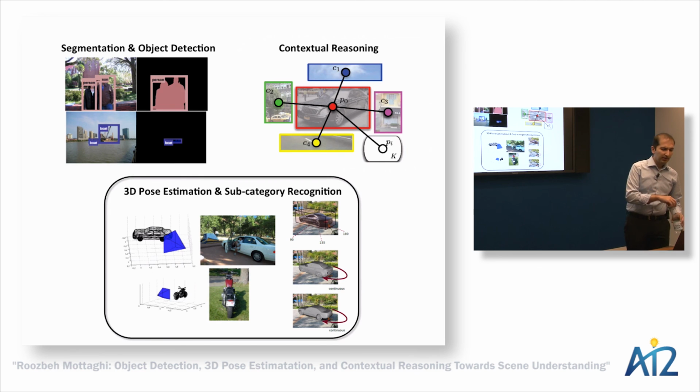So the last part of the talk is about 3D pose estimation and subcategory recognition. By 3D pose estimation, I mean we want to know the viewpoint of the object. We want to know where the camera is located with respect to the object. And by subcategory recognition, I mean we want to provide detailed information about the object category. For example, not only do we want to say this is a car, we want to recognize the actual subtype of the car. Is it a Ford? Is it a Toyota? And so on and so forth.